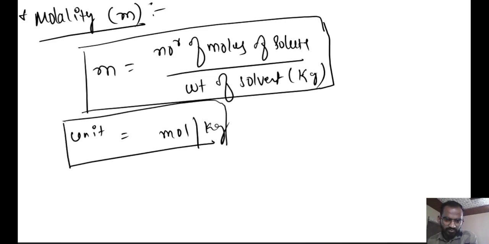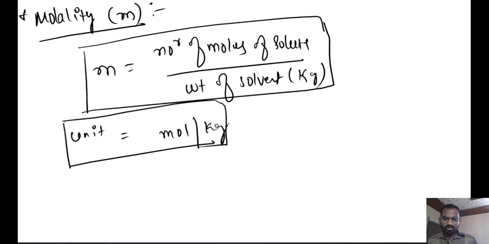So like this we can represent concentration in different concentration terms. Until now we discussed different concentration terms: weight by weight percentage, volume by volume percentage, weight by volume percentage, parts per million, mole fraction, molarity and molality. We have to remember all these when we study the topic called liquid solutions, the chapter we are going to study.